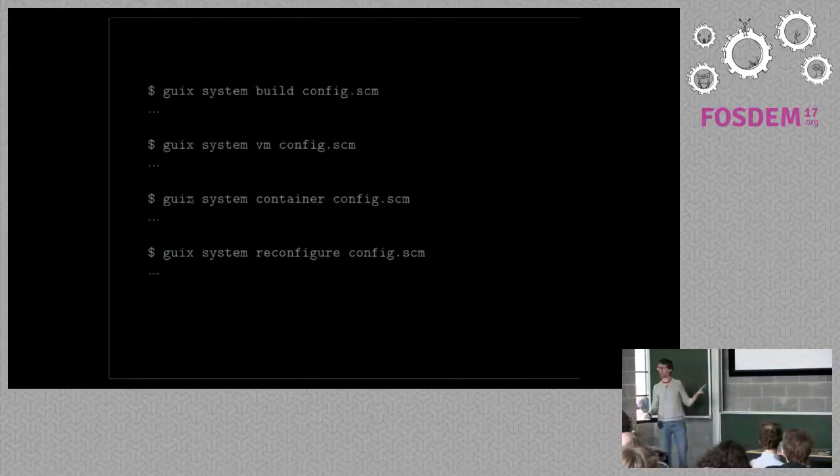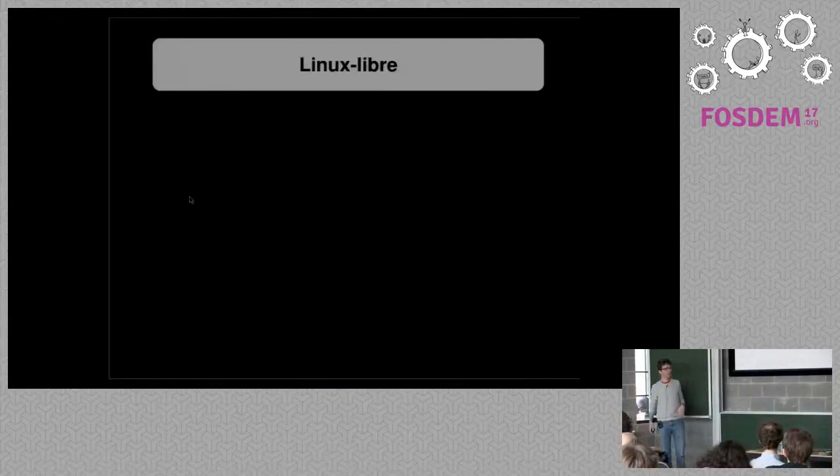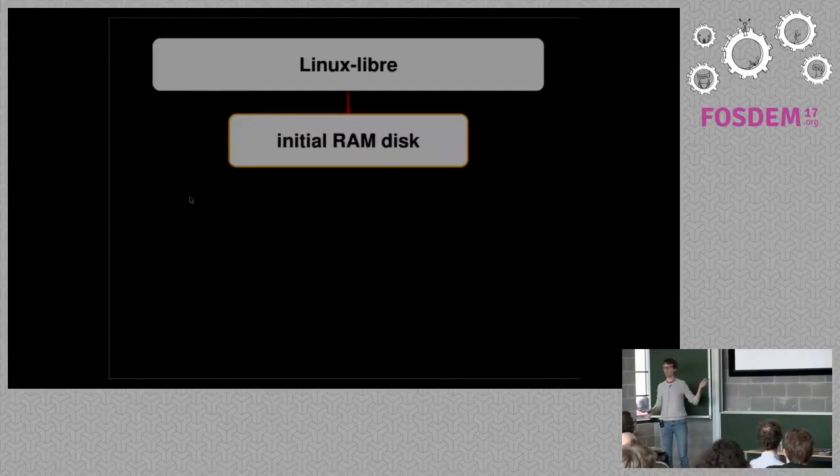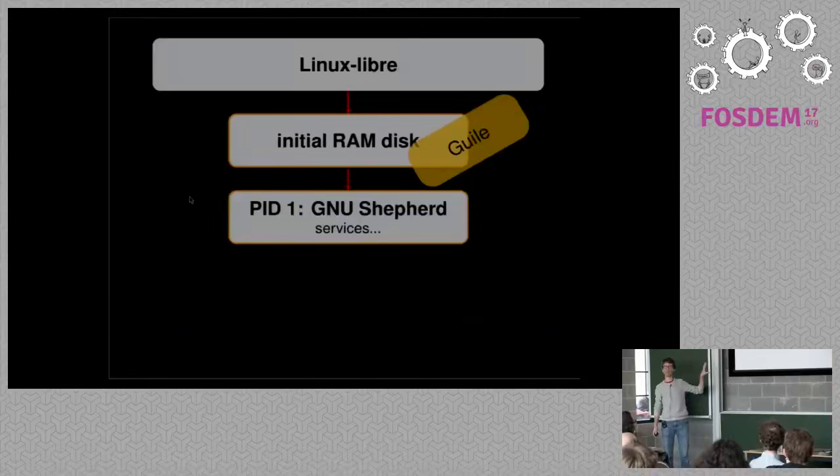So what happens at runtime? We have this wonderful operating system declaration thing. And at runtime, when we boot GuixSD, what we get is, of course, Linux-libre, so Linux without the proprietary blobs. And then we have an initial RAM disk that initializes, mounts the root file system, and it's actually written in Guile Scheme. And then we have PID1. So PID1 in our case is the GNU Shepherd, which is a very little known piece of software, I guess.